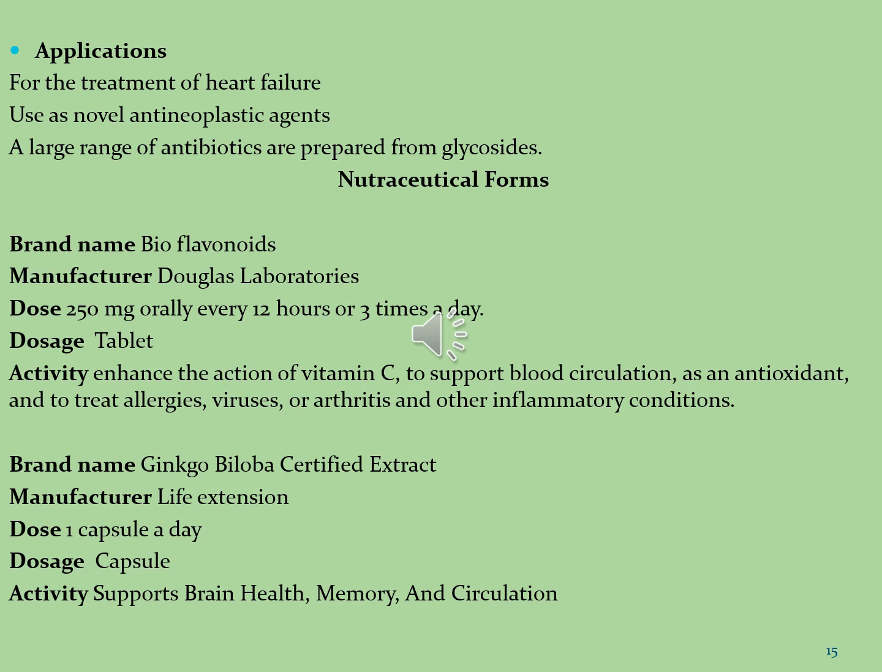Now we can see some important pharmaceutical brands launched on the market based on different phytoconstituents that fall in the category of glycosides. The first brand is Flavonoids. It is manufactured by Douglas Laboratories, and the dose is 50 milligrams orally every 12 hours or 3 times a day. It is formulated as a tablet. It is used to enhance the actions of vitamin C, to support blood circulation as an antioxidant, and to treat allergies, viruses, arthritis and other inflammatory conditions.